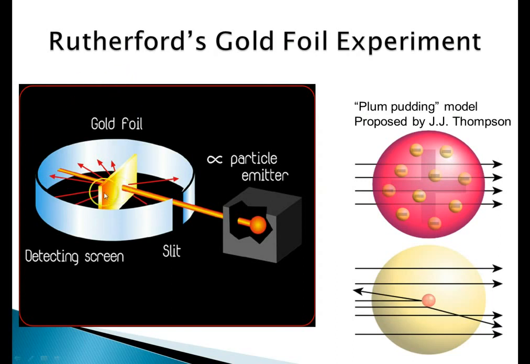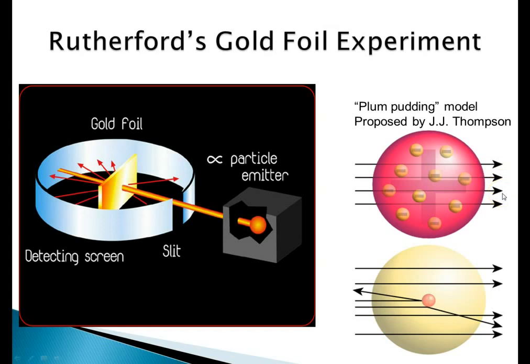Now, until this experiment, J.J. Thomson, of the cathode ray tube fame, thought the model of the atom was a plum pudding model, that overall the atom was positive with the negative electrons embedded in it. If this were true, then you should be able to shoot alpha particles through an element, and you would see some slight distortion of the alpha particles going through the atom, but they would mostly go straight through.